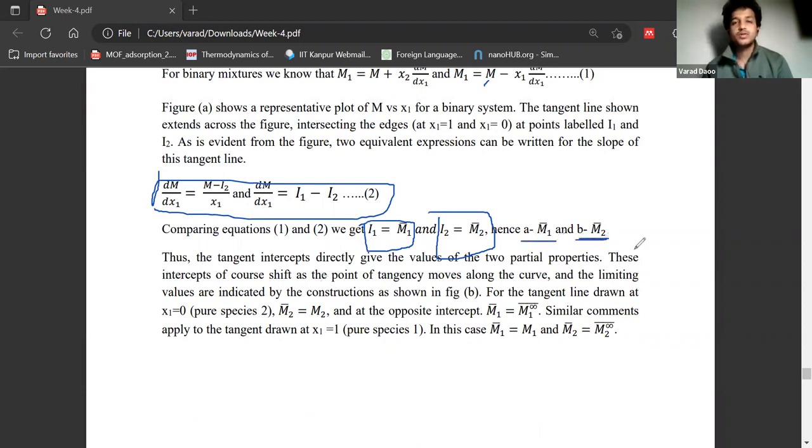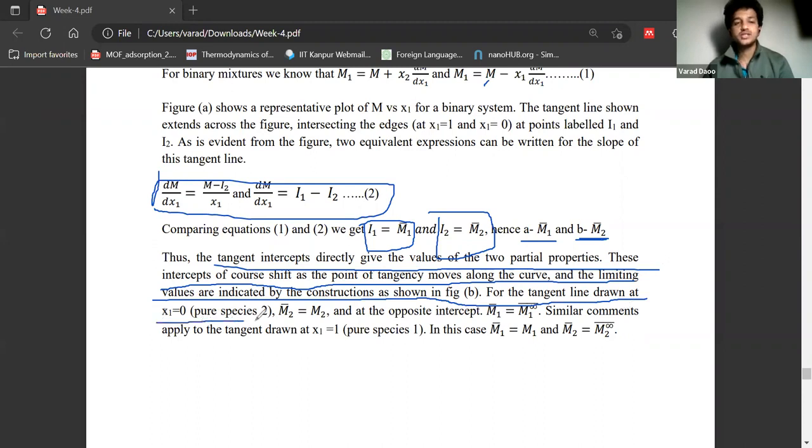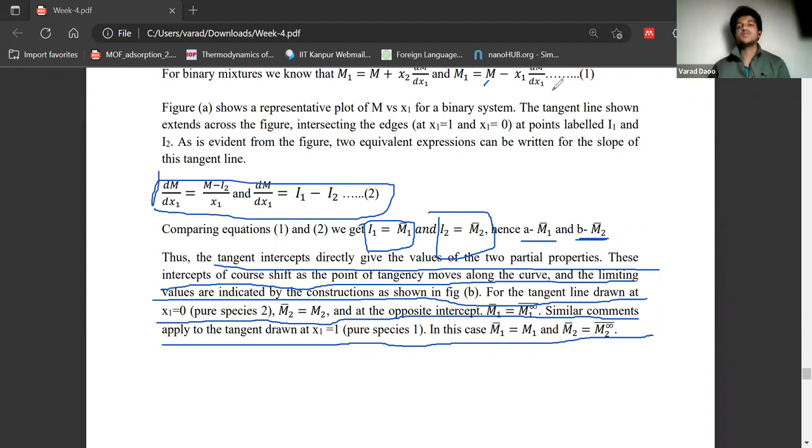That is why we are saying the tangent intercepts directly give the values of the two partial molar properties. These intercepts, of course, shift as the point of tangency moves along the curve. Limiting values are indicated by the construction as shown in figure B. For the tangent line drawn at x1 equal to 0, that is pure species 2, M2 bar is nothing but M2, and the opposite intercept is M1 bar infinity. Similar comments apply to the tangent drawn at x1 equal to 1, that is pure species 1. In this case, M1 bar is nothing but M1 and M2 bar is nothing but M2 bar infinity.